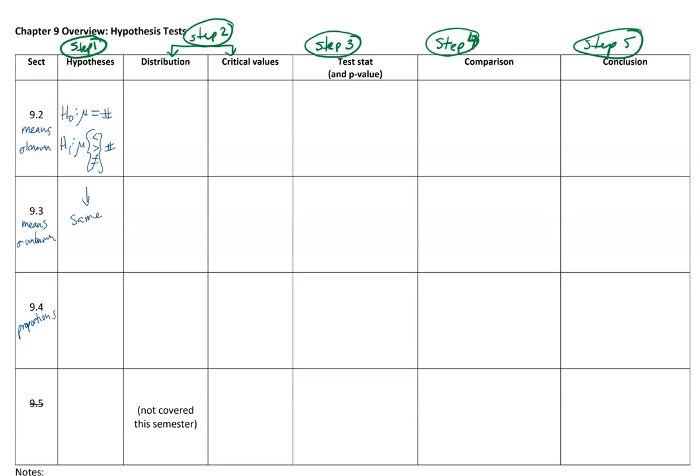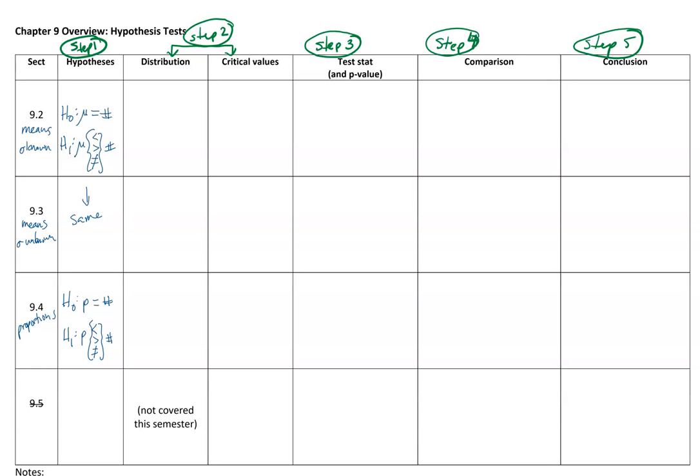And then for 9.4, the only difference is that we are talking about proportions. So we've got lowercase p for proportion is equal to some number in the null. And the alternative is that same proportion is either less than, greater than, or not equal to that same number. And that's step 1.